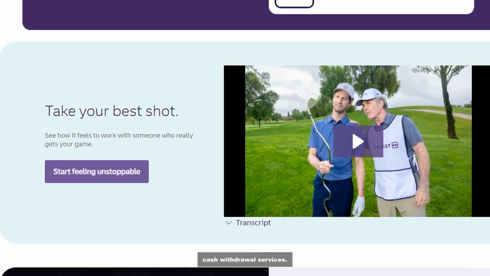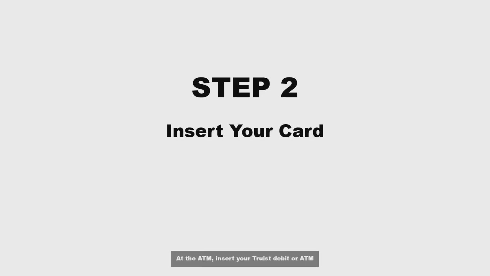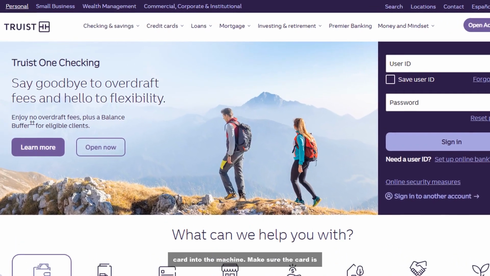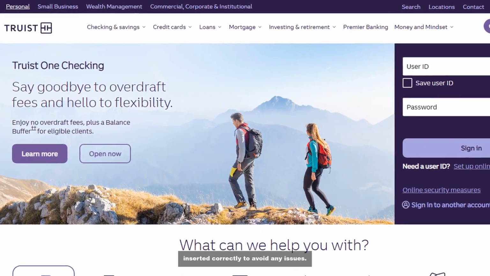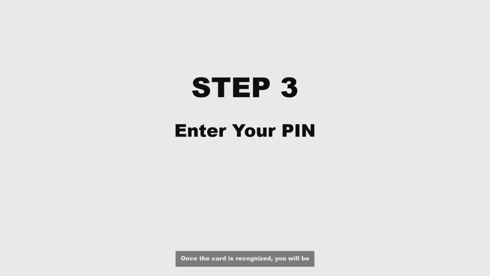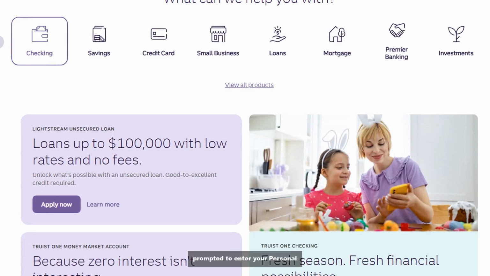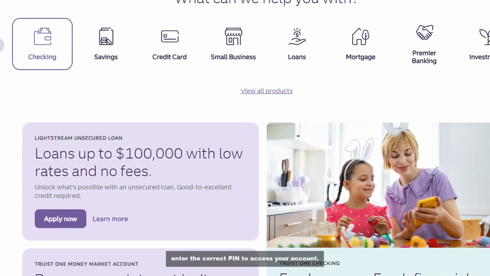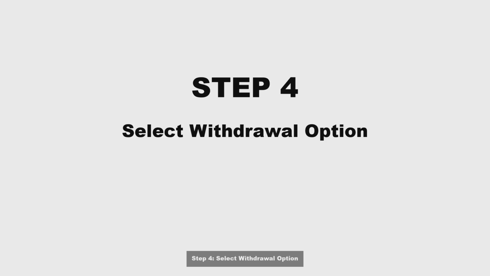services. Step 2. Insert your card. At the ATM, insert your Truist debit or ATM card into the machine. Make sure the card is inserted correctly to avoid any issues. Step 3. Enter your PIN. Once the card is recognized, you will be prompted to enter your personal identification number, PIN. Ensure that you enter the correct PIN to access your account.